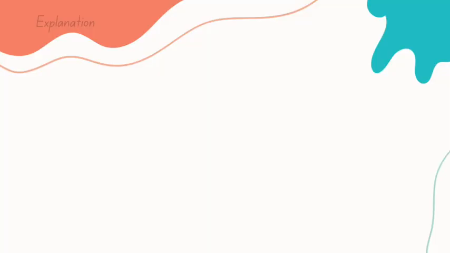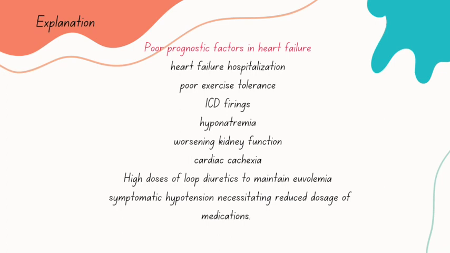Okay, looking at prognostic factors, heart failure hospitalization. If they ask you in the exam about heart failure hospitalization, the hospitalization carries high risk or poor prognosis. Poor exercise tolerance, if the patient can't walk, they have NYHA class 4. ICD firing, like our patient. Hyponatremia, our patient's sodium level was normal. Worsening kidney function, that means the patient is developing cardiorenal syndrome. Cardiac cachexia, they are very thin. Needing high doses of diuretic to maintain euvolemia.